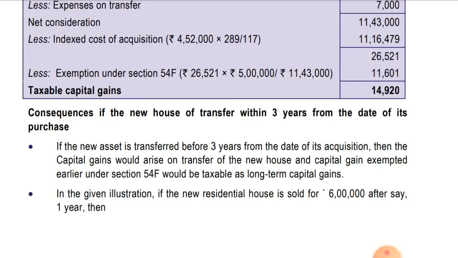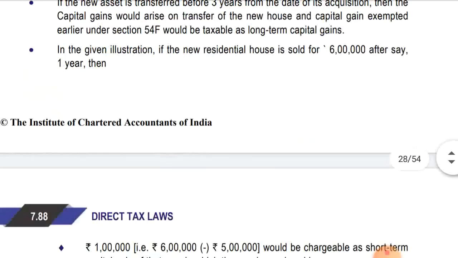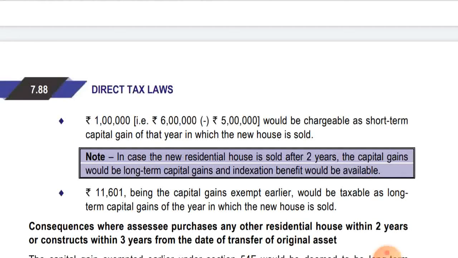Okay, in the given illustration, if the new house property is sold for 6 lakhs after staying 1 year, they have shown an example as well, then 1 lakh would be chargeable as short-term capital gain of the year in which the new house is sold. As we all know, for the computation of long-term and short-term, 24 months is to be considered. So if it is sold after 1 year, it will be short-term. Note, in case the new residential house is sold after 2 years, the capital gain would be long-term capital gain, and indexation benefit would be available.